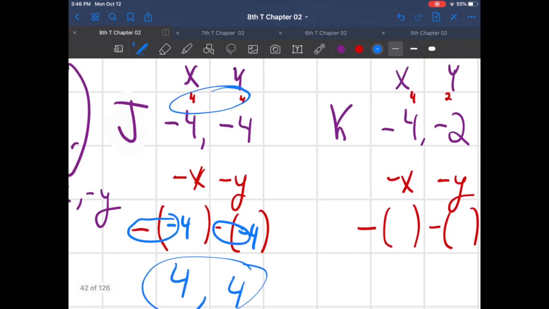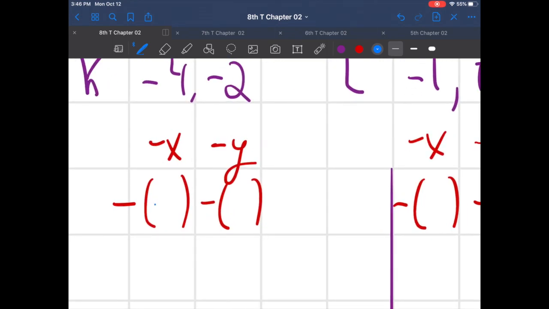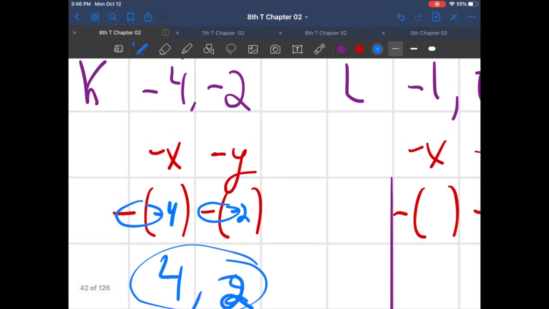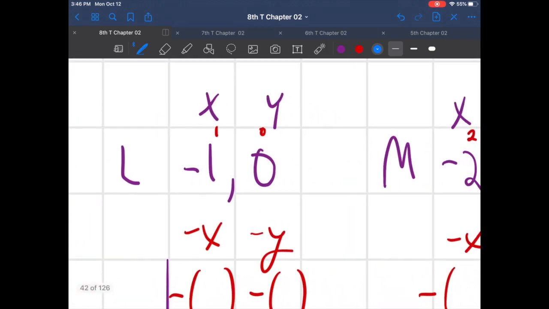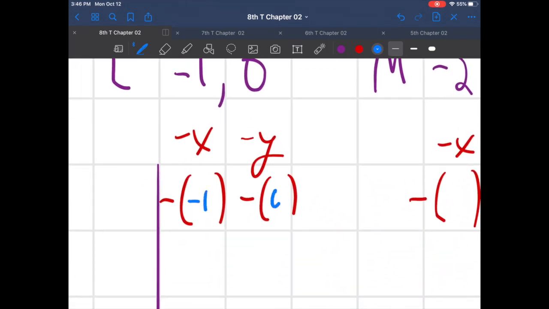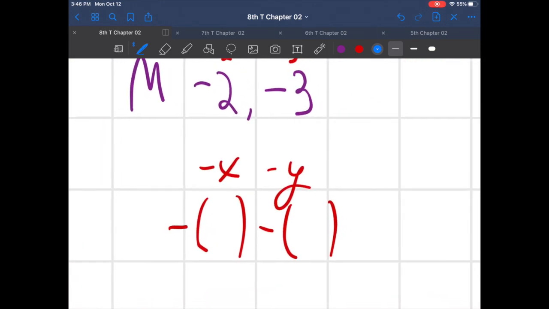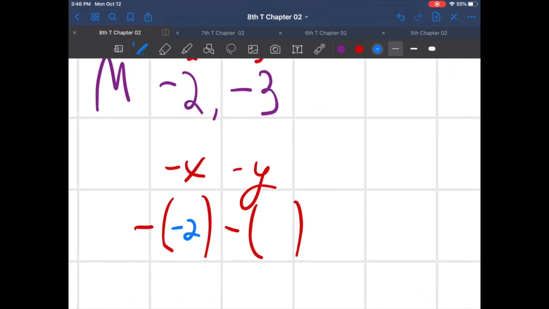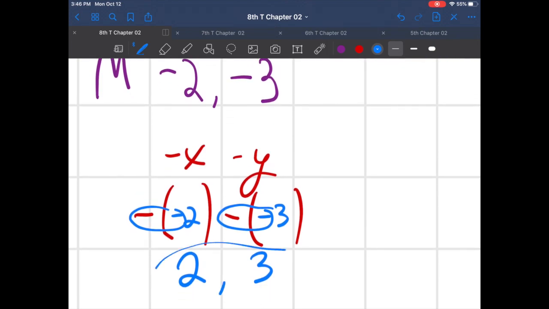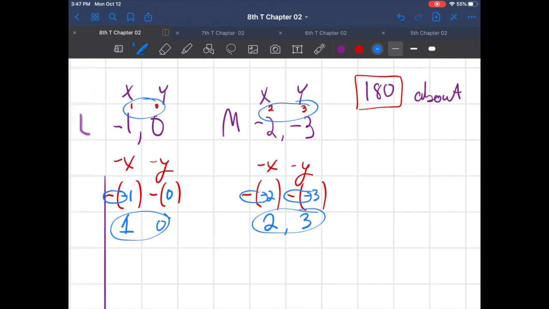Was I correct at the top? Yes, I was. All right, let's try another one. Put in -4 and -2. Double negatives, so you now have 4 and 2. Was I correct at the top? Yes, I was. All right, let's do another one. We have -1 and 0. Double negative, so that's +1 and 0. Was I right at the top? Yes, I was. All right, last one. We have -2 and -3. That's again double negative, makes that +2 and +3. Those are our coordinates. And I was right at the top, right?